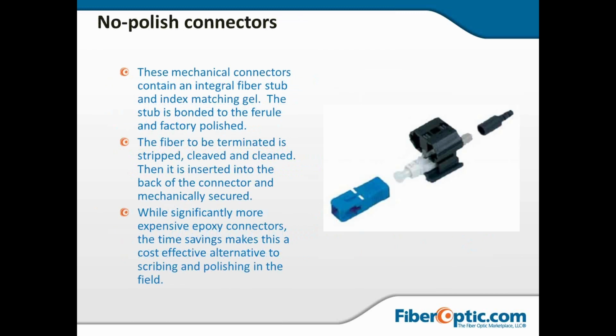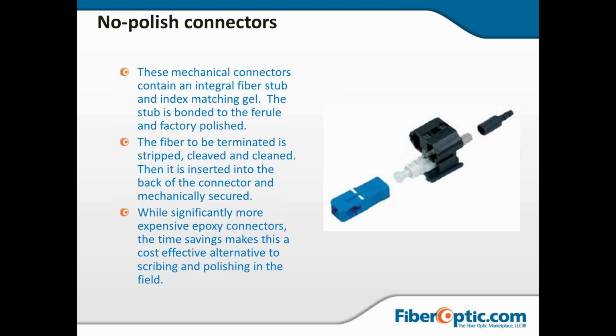Now, as promised, I'm going to talk about the no polish or quick termination connectors. They are mechanical splices built into the back of a connector. There's a stub of fiber that is already inserted into the ferrule, scribed, cleaved, and factory polished. So it's going to have the best end face you can get, and the stub's going to be in the back of the connector with a pocket of index matching gel.